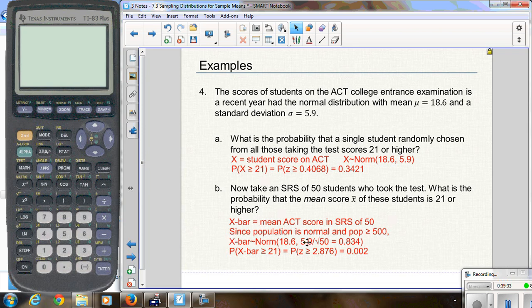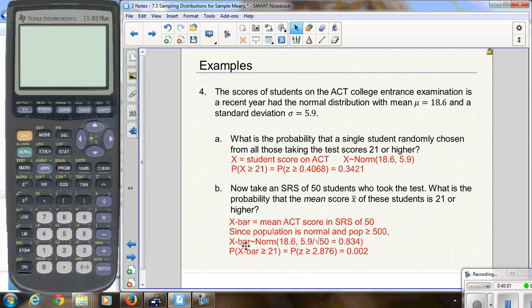Since the population is normal and the population is more than 500, I know that X bar is normal. That's because the population is normal. I also have a large enough sample, so that would be another way to say it. The reason I have to say that the population is at least 500 is because it has to be at least 10 times the size of my sample in order to use the standard deviation formula. And again, now we're calculating the probability, but this time we're doing it with X bar.